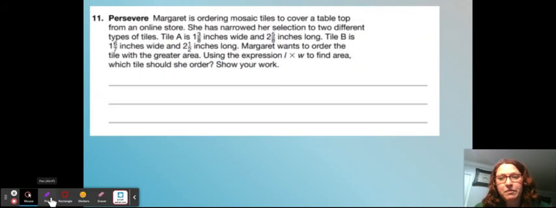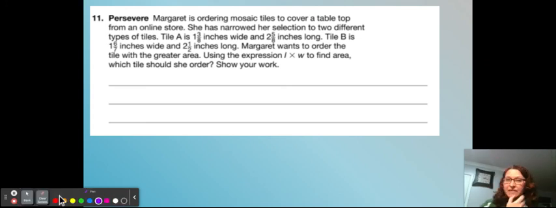We have another problem, and I think this is our last one, but we'll see. This one's perseverance. Margaret is ordering mosaic tiles to cover a tabletop from an online store. She has narrowed her selection to 2 different types of tile. Tile A is 1 3/8 inch wide and 2 5/8 inch long. Tile B is 1 6/7 inches wide and 2.5 inches long. Margaret wants to order the tile with a greater area, so you have to use the expression length times width to find the area and figure out which one she should do.